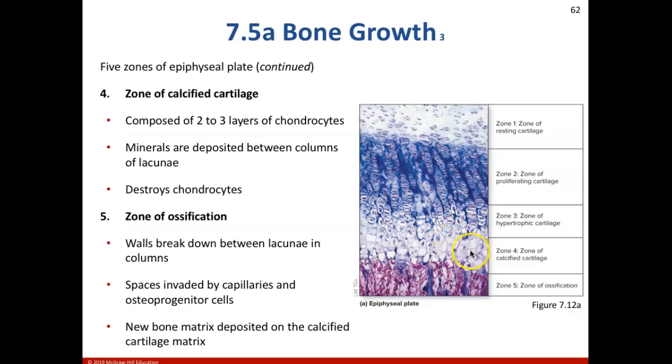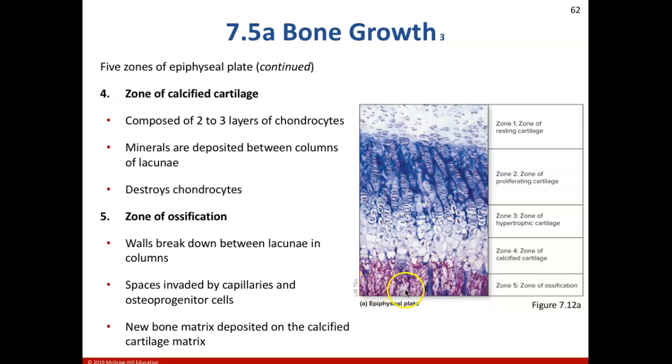Zone 4 will be our zone of calcified cartilage. This is going to be about 2 to 3 layers of chondrocytes, and our minerals are going to be deposited between columns of lacunae, and it starts to destroy the chondrocytes here. Now we want those chondrocytes to die because that allows zone 5, our zone of ossification, to take place.